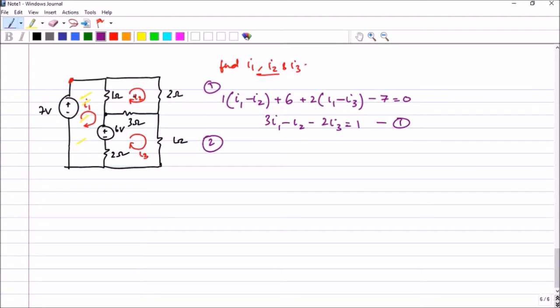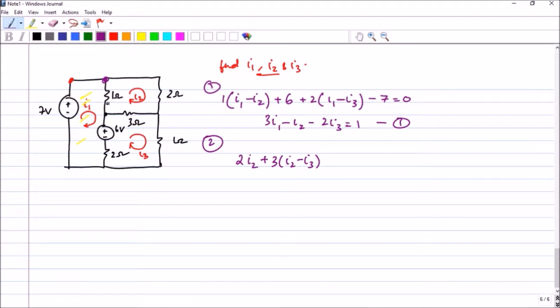So for the second mesh, I will start from this point. I will move like this and I will come here like that. So clearly 2 is not common with any mesh. So the I2 will be flowing through the 2 ohm resistor. Therefore, I will get 2 into I2. Clearly, through the 3 ohm when I am moving, I3 is opposing I2. So I get plus 3 into I2 minus I3.